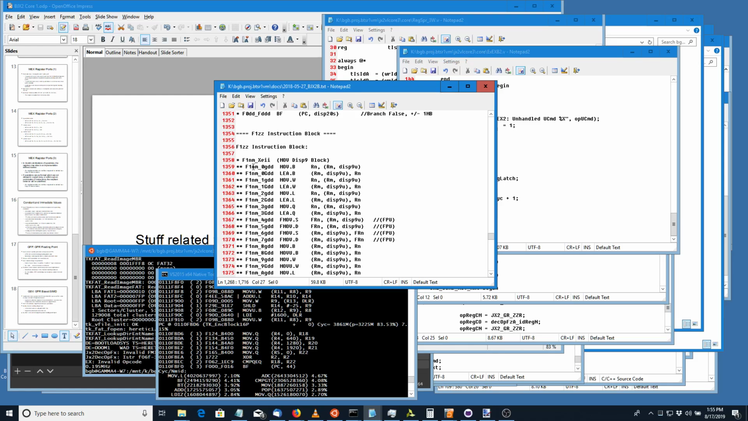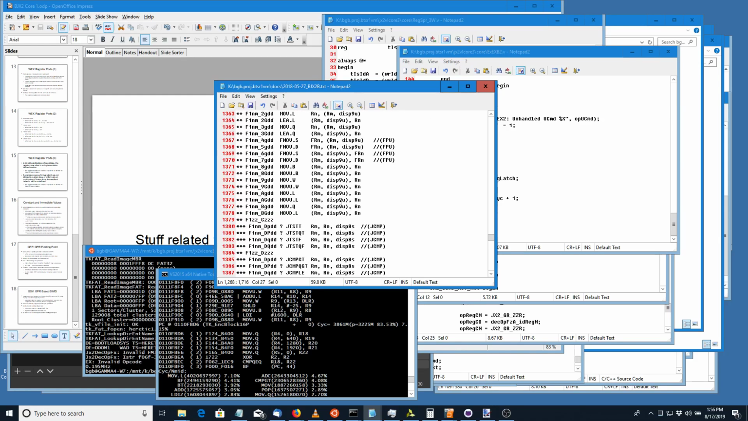So N is generally the destination, so N maps the same as it maps to the NMO ports as the thing I mentioned earlier, whereas M generally corresponds to the S port, or the S or U port, or X. Yeah. Then the displacement. A displacement or immediate value would generally go in the T or V port. That's how it works.